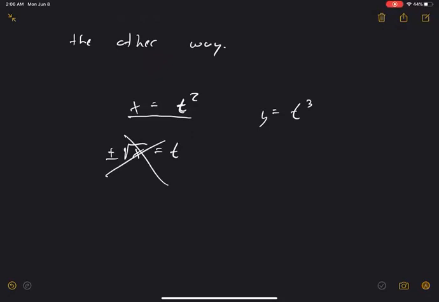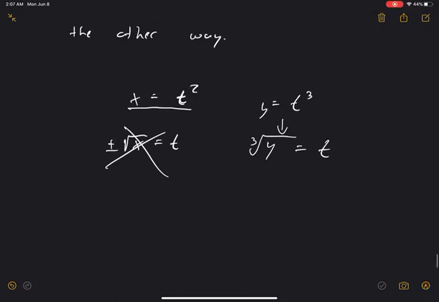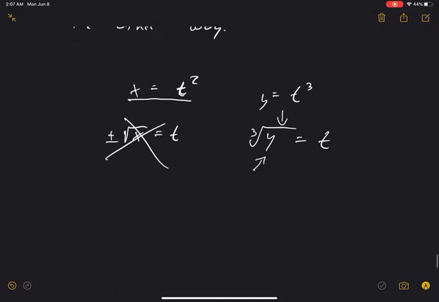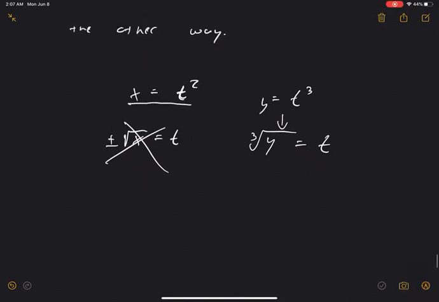I should instead solve for t in this equation. If I take the cube root of y, that's always defined. It's unambiguous. I can do this for positive numbers, I can do it for negative numbers, and it gives me a single answer. There's no positive or negative sign out here.